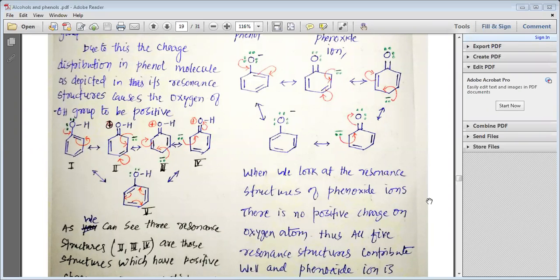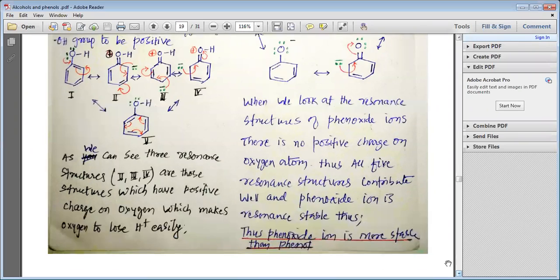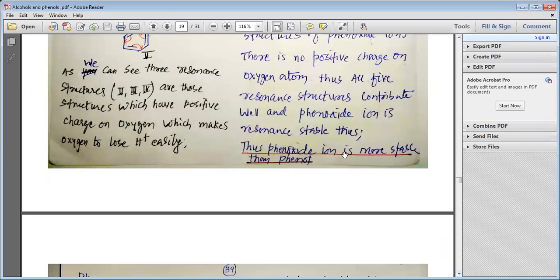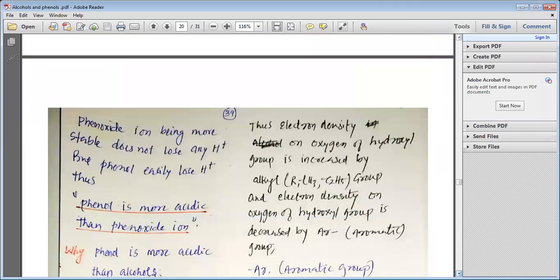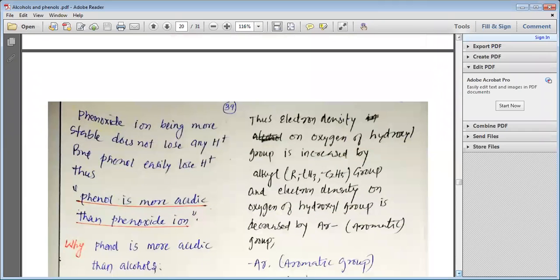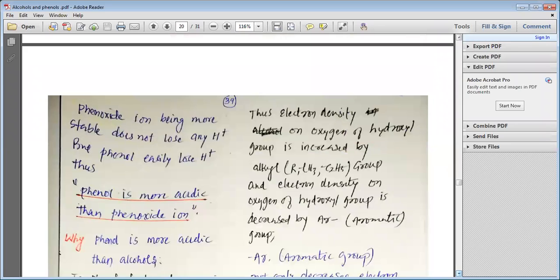phenol, and as the phenoxide ion is more stable than phenol itself, phenol can be easily converted to the phenoxide ion by removal of H plus. It shows that phenol is acidic.